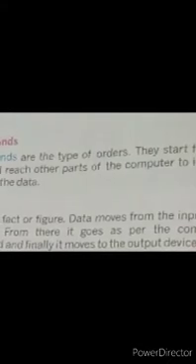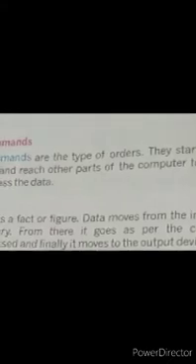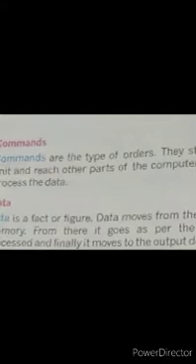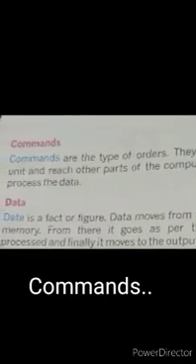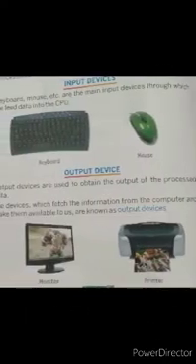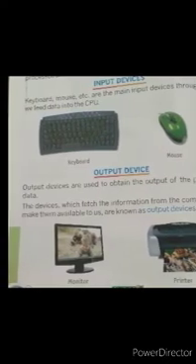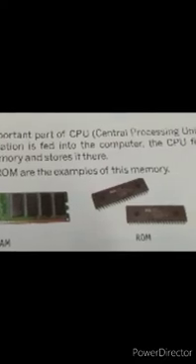Data. Data is a fact or figure. Data moves from the input device to the memory. From there, it goes, as per the commands, to be processed, and finally it moves to the output device. Input devices. Keyboard, mouse, etc. are the main input devices through which we feed data into the CPU.